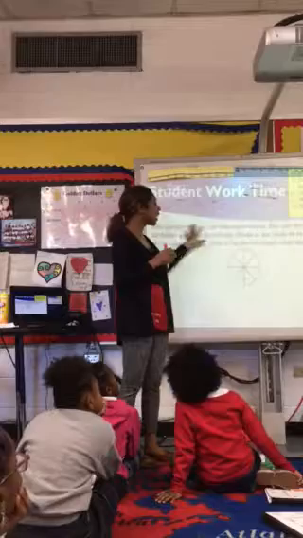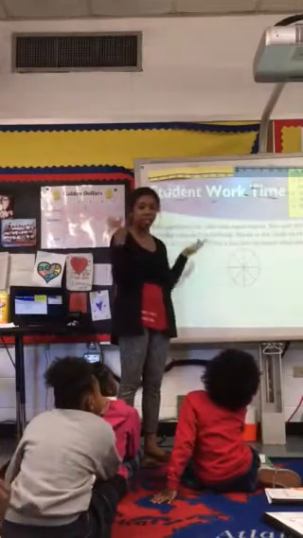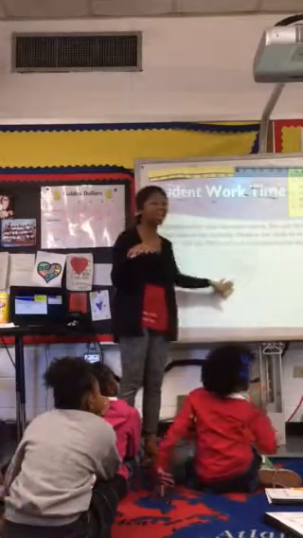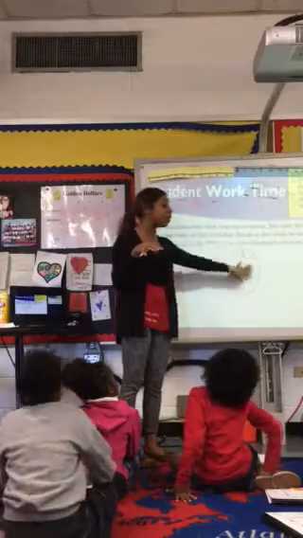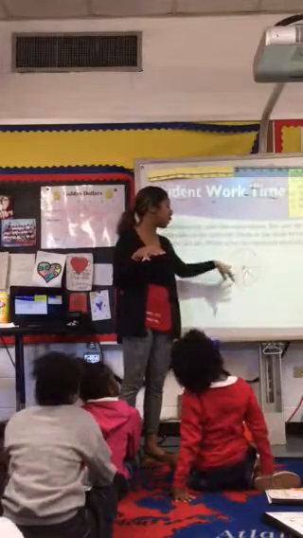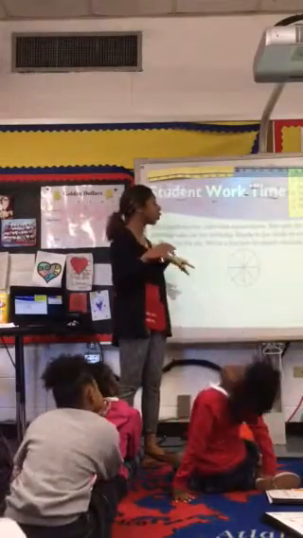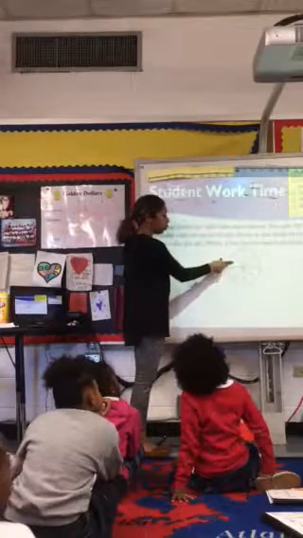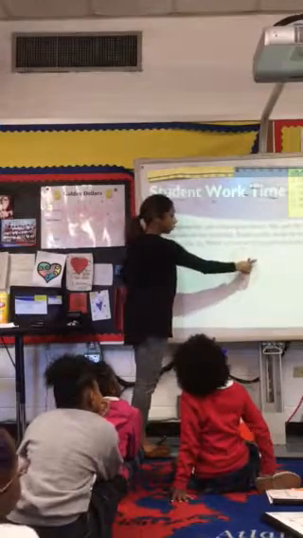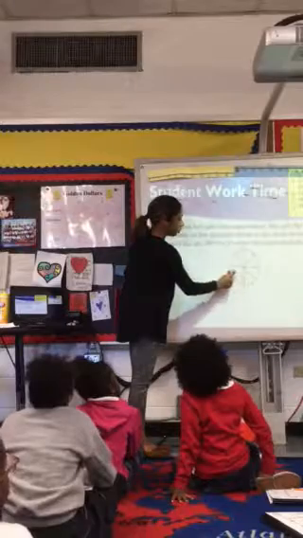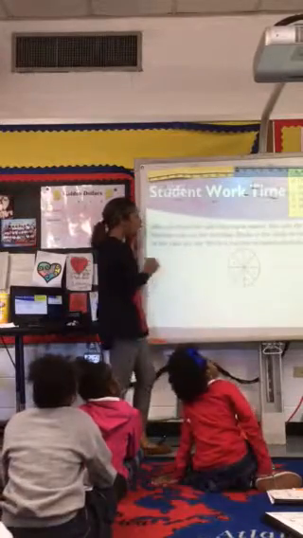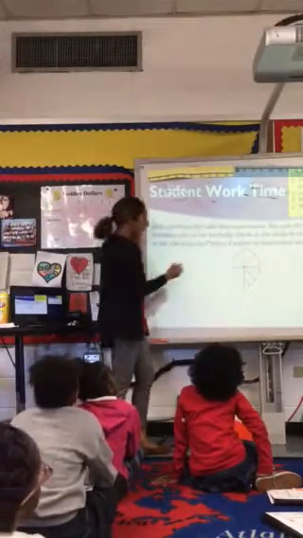Good, because before I get started with shading Allie's birthday cake, I first need to label and know how many equal parts I split my cake into. So let's count the total number of parts. Go. 1, 2, 3, 4, 5, 6, 7, 8. Good, so this was a whole cake split into what? 8.